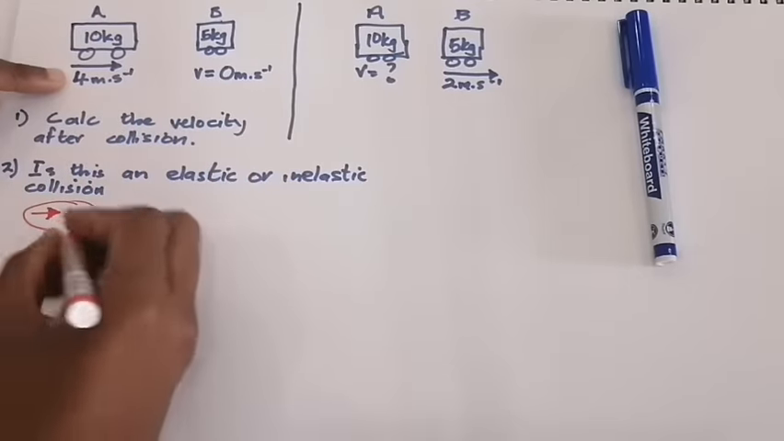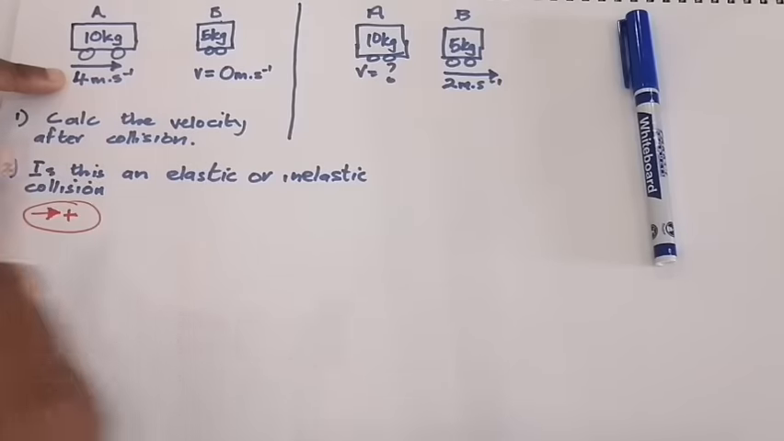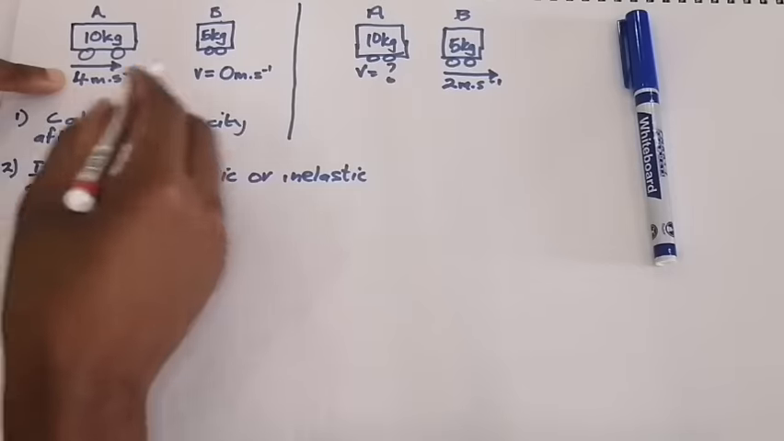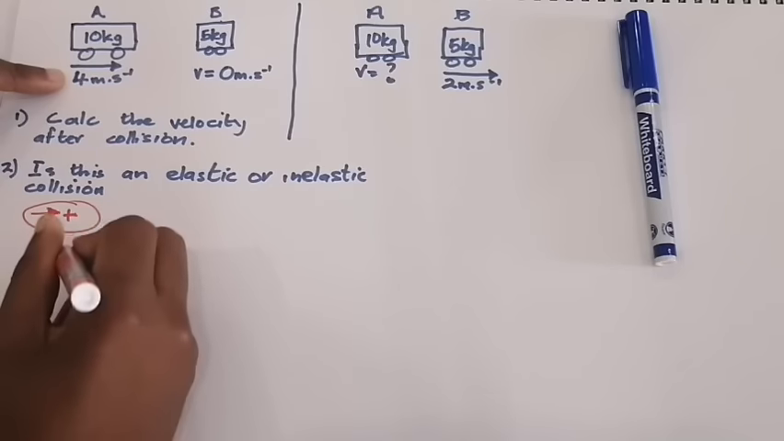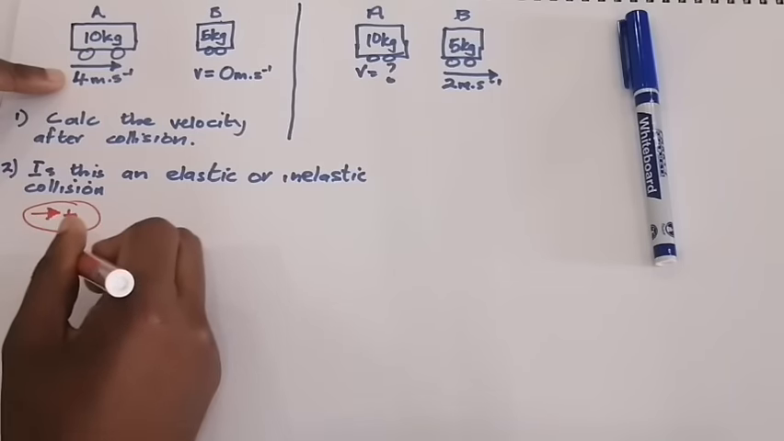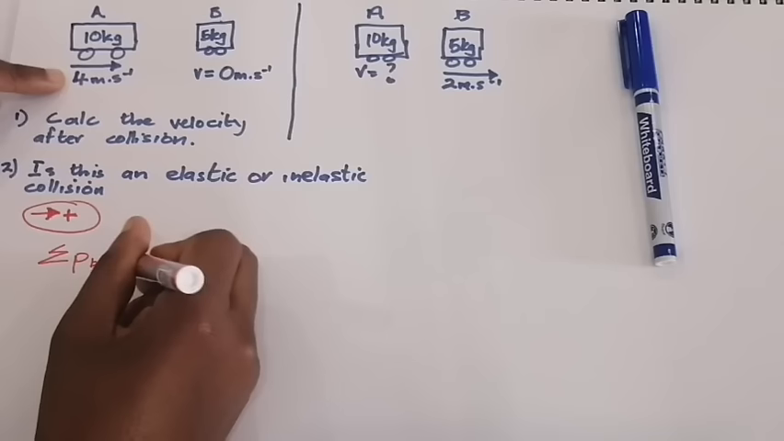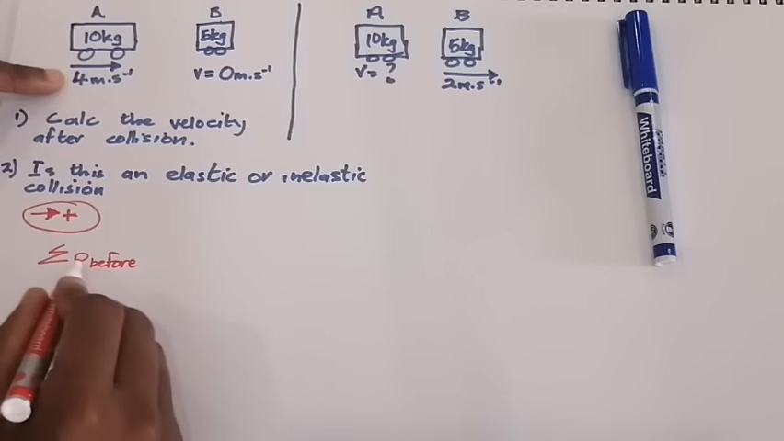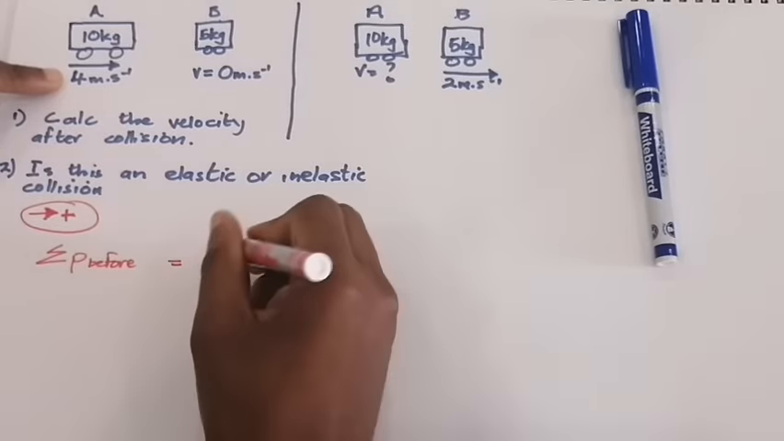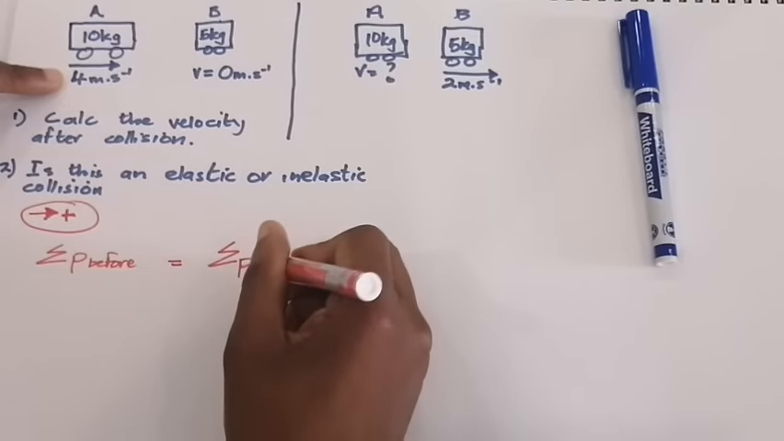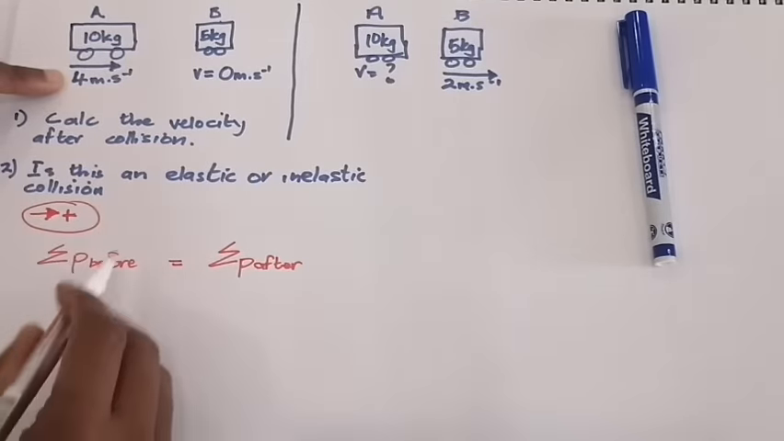All right, so first of all, I want to calculate the velocity after collision. Now please note we are going to apply the principle of conservation of momentum. So what does it state? It says the sum of the momenta before collision is equal to the sum of the momenta after collision. Some people choose to use p initial, which means momentum initial. Some people prefer to use before and after.